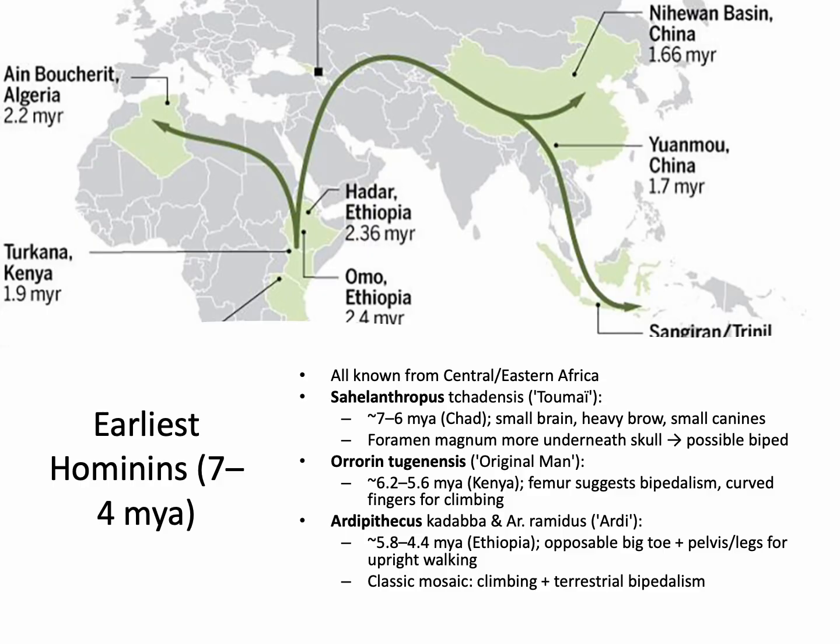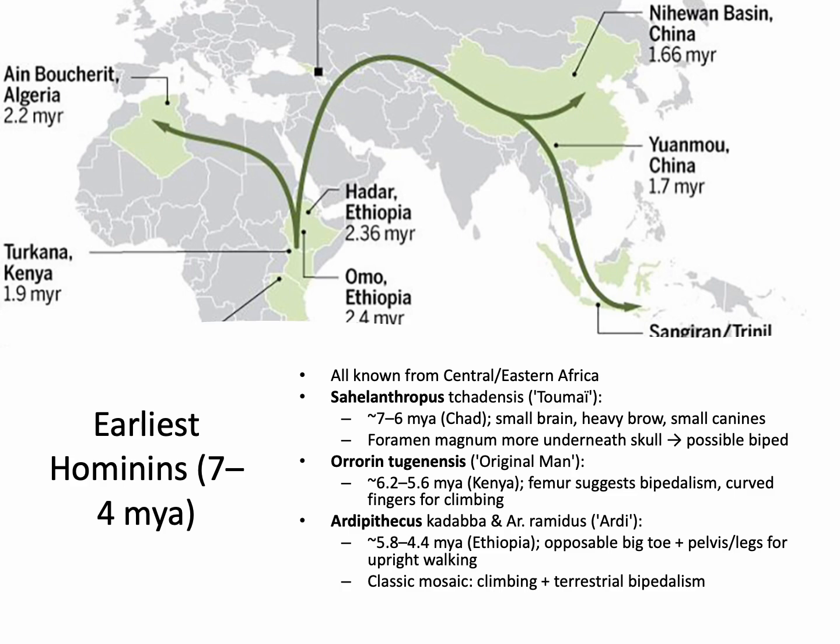Okay, now that we've talked about the how of bipedalism, let's zoom in on the who. Who are the earliest known hominins, and what do their fossils actually look like? All of the earliest candidates for hominins so far come from Central and Eastern Africa, which I've shown here on the slide, and they date to somewhere between about 7 and 4 million years ago.